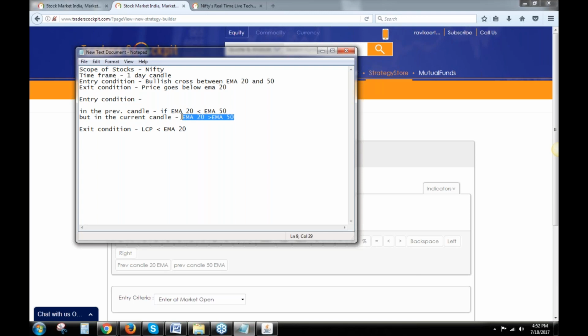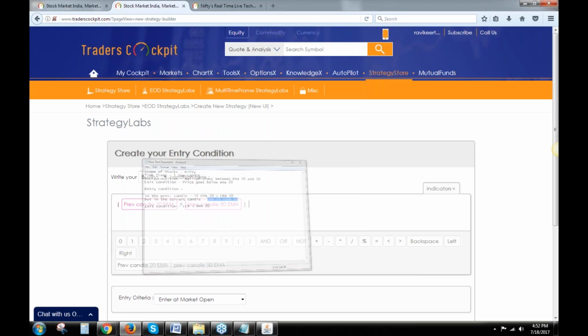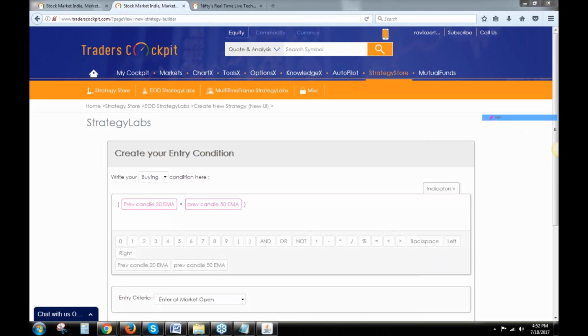Exponential moving average 20 value will be greater than EMA 50 value. So for that purpose, when I join two different conditions, I can either use an AND or an OR operation. Now these are basically operations actually. You can see an AND button here, and you can see an OR button here. These are nothing but logical operators, which we say in technical language, which help you to join any two conditions.